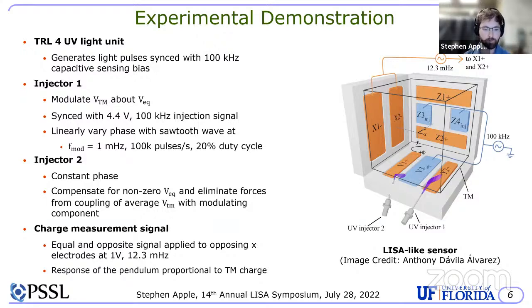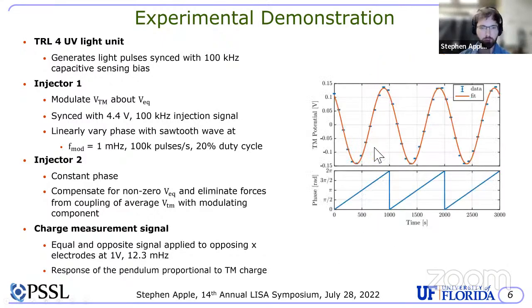with its modulating component. So also shown here, you can see our signal being applied to these X electrodes here, this 12.3 millihertz signal. And this is the signal that we're applying to make our charge measurement. So essentially we have equal and opposite voltages being applied to our X electrodes. So that would be this 1 volt, 12.3 millihertz. So you can see 2 of our X electrodes here. And then on the opposite side, we have our other pair of X electrodes, which are receiving the equal and opposite potential for that charge measurement. And also in this picture, you can see these blue electrodes are our injection electrodes that are receiving that 100 kilohertz signal.